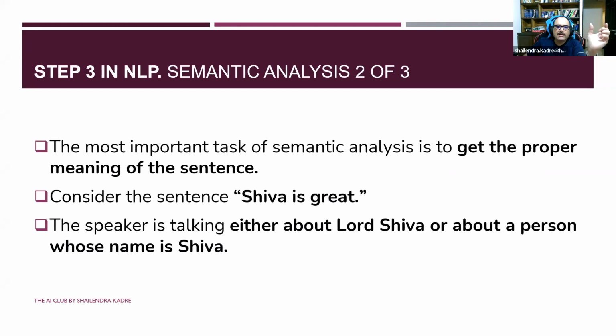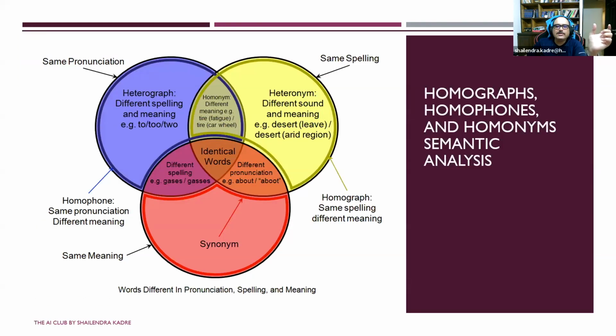Then the challenges I told you about: a word can be used in an ambiguous statement. Ambiguous words can be like "Shiva is great". Shiva can be used in the Lord Shiva context, or Shiva can be the name of a common man. So this kind of disambiguation you need to do. Then you have some concepts like homophones.